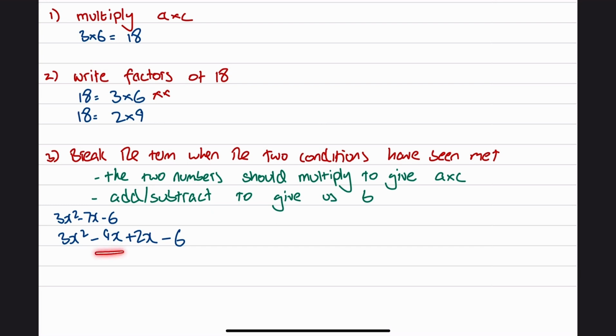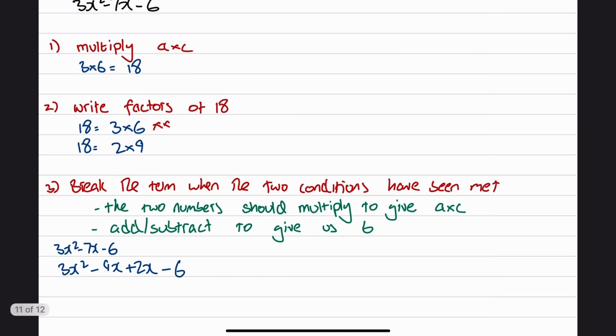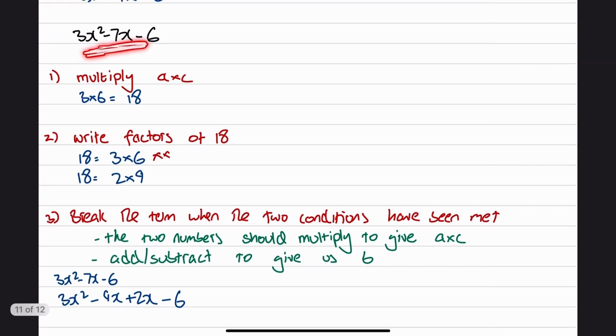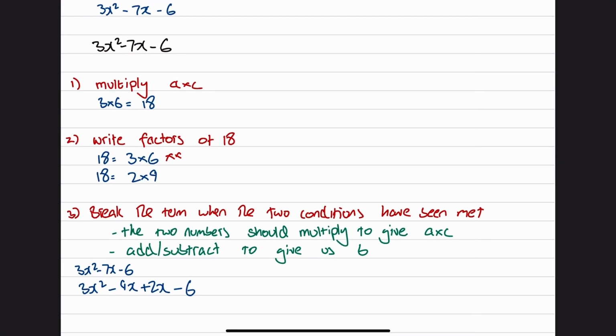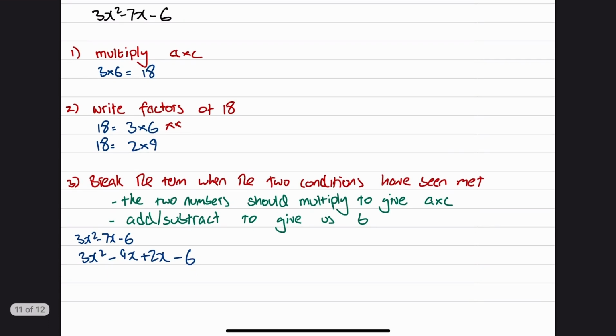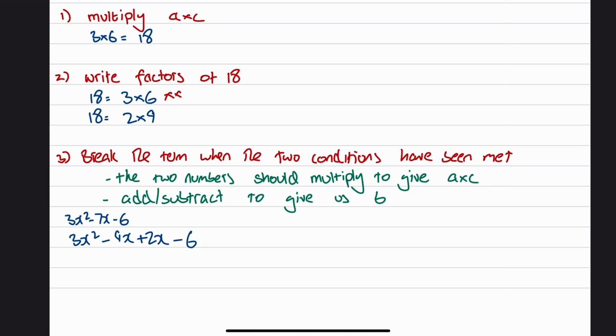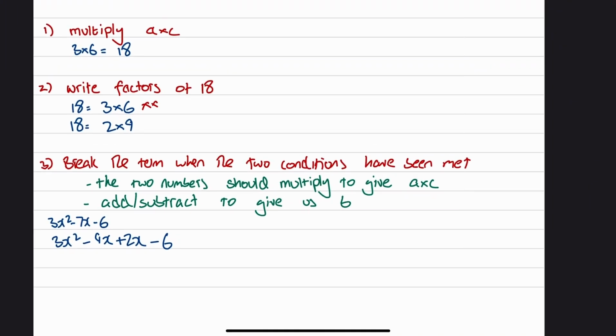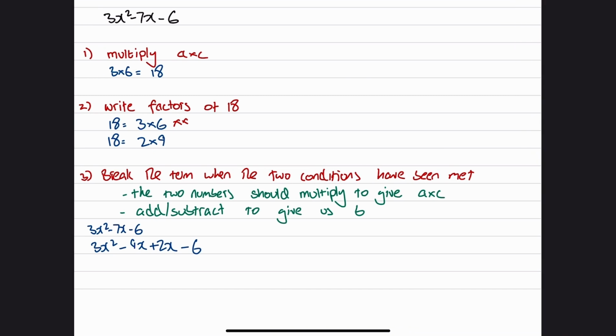Note that if I had these signs any other way, for example, if I had 9x minus 2x, it would give me a positive 7x. In my quadratic, it is a negative 7x. So we need to make sure that the signs always give us our b term exactly. The signs need to be correct. Minus 9x plus 2x will give me a minus 7x. And from here on out, it's just factorizing.